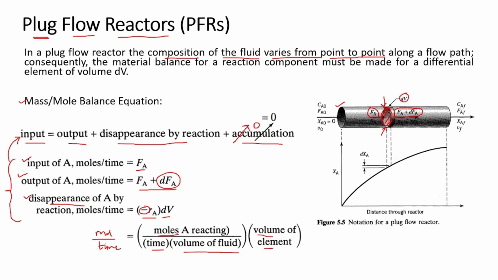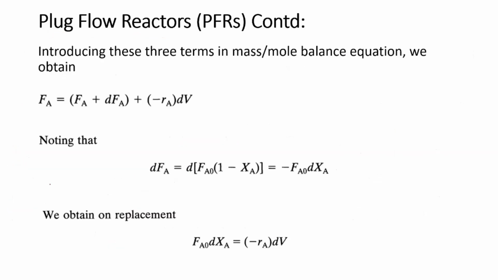Okay, now we will put all the three components in the master equation. So if we put all the three components, we get something of this type: Fa is equal to Fa plus dFA plus minus Ra into dV. Alright, now suppose we work with the term dFA. So dFA can be written as d of Fa naught into 1 minus Xa, because we can write Fa in terms of the initial.